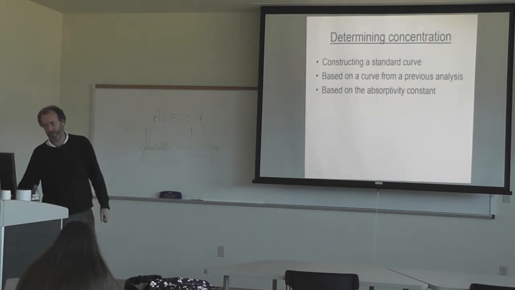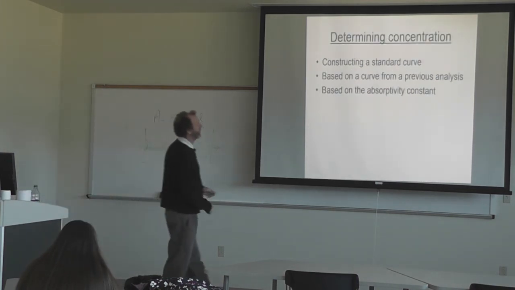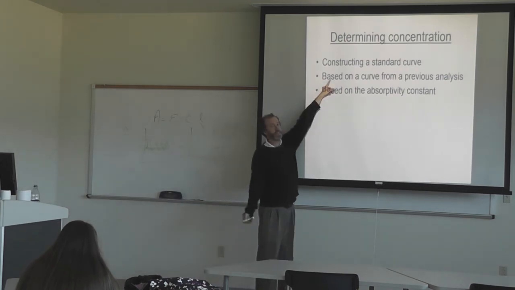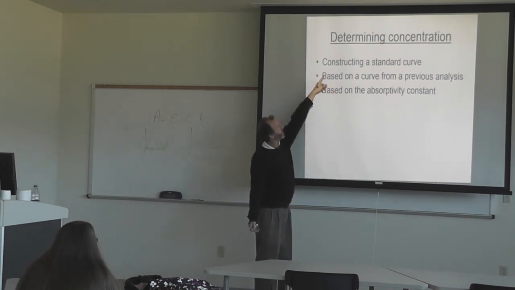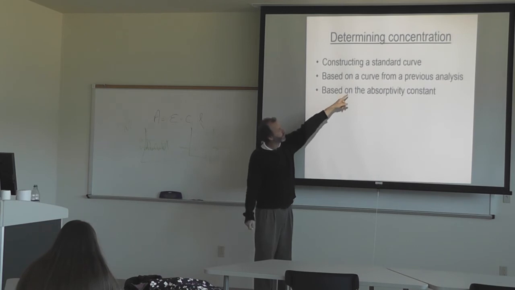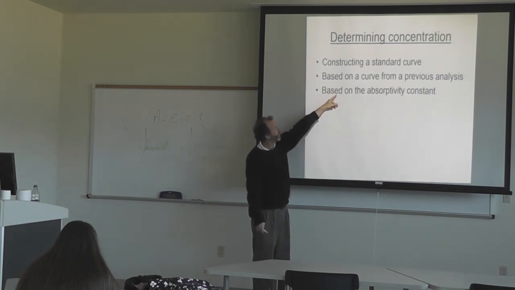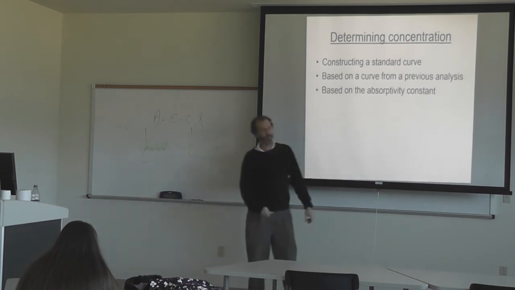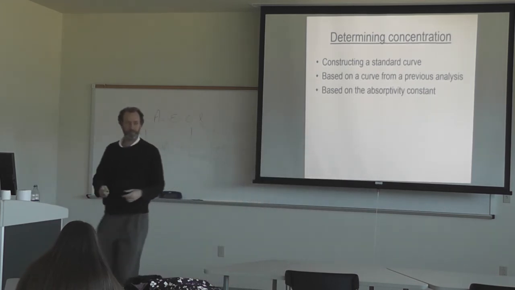So determining the concentration, first thing you want to do, you can construct a standard curve. These are all three ways you can do it. When I do the lab, you guys are going to construct standard curves for two different compounds. Then, based on the curve from a previous analysis, if you're in a lab and you have a curve from a previous analysis, you can do that. Hopefully things aren't too far different. Or just based on the absorptivity constant with the reagents that you guys use.